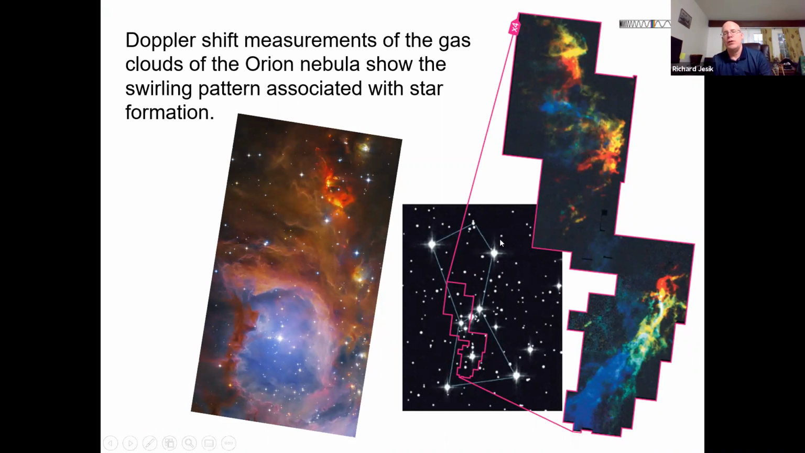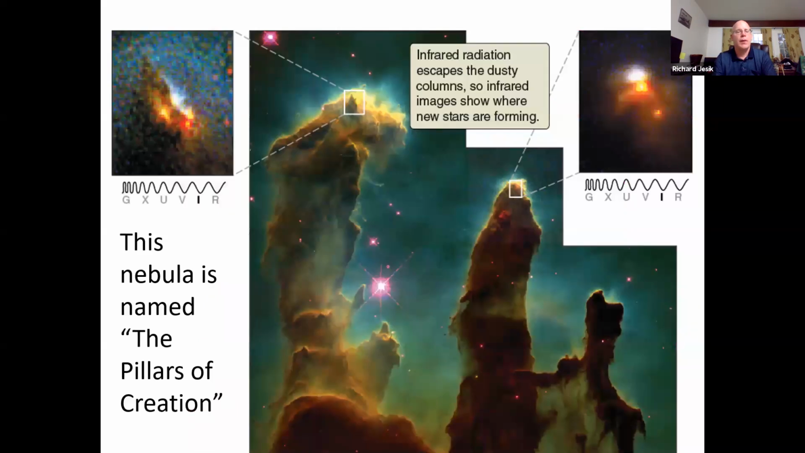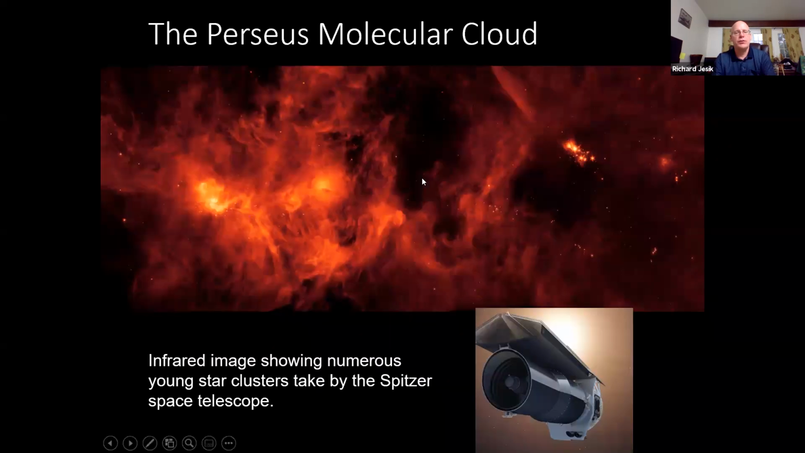We can actually use the Doppler effect to measure the rotation of these gas clouds in regions where there's lots of star formation going on, and we can see, remember, the red part is moving away, the blue stuff's coming towards us. So we can actually measure the rotations of these gas clouds around the protostars. Here's just some more close-ups of that, pillars of creation, that show you these protostars. Here's another one, the molecular cloud in Perseus.